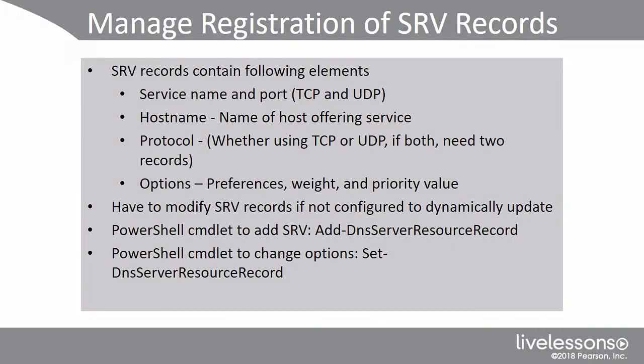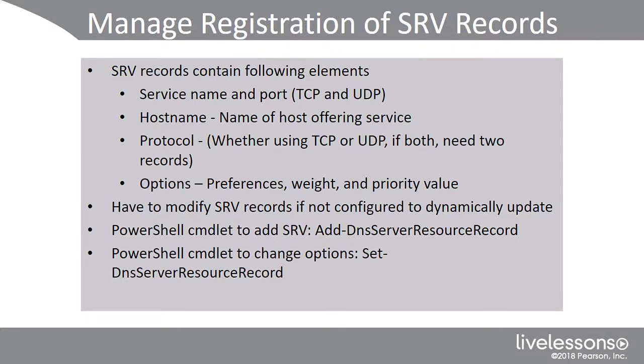The good news is that registration of SRV records is pretty much hands-off. Everything is done automatically. You might have some issues that you may have to troubleshoot, and we'll talk about those in just a moment. Your SRV record contains several different elements: the service name and the port number associated with that service, whether it be TCP or UDP or both. And if it's both, you have to have two records in there.